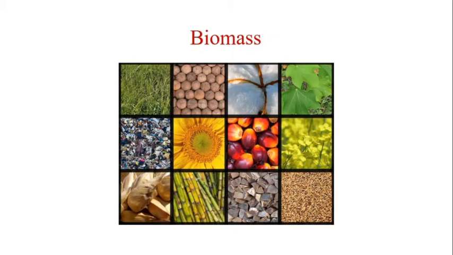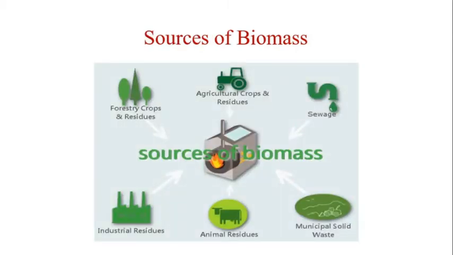Now let's see the sources of biomass. There are different sources of biomass, which include wood from natural forest and woodlands, forestry plantation, forestry residue, agricultural residue such as straw, trash and green agricultural waste, agro-industrial waste such as sugarcane bagasse and rice husk, animal waste, industrial waste such as black liquor from paper manufacturing, sewage, municipal solid waste, food processing waste, etc.